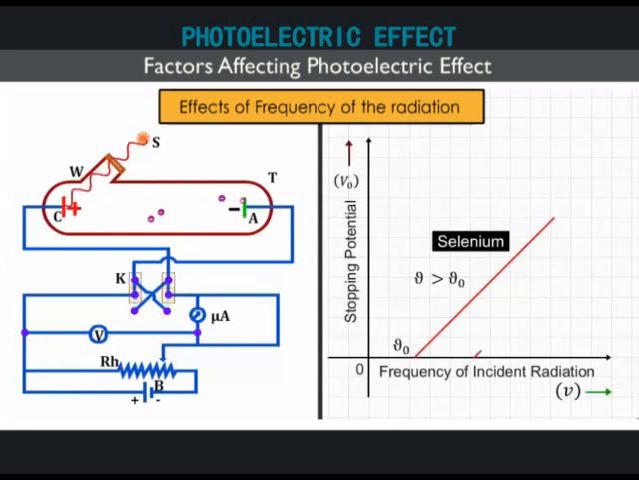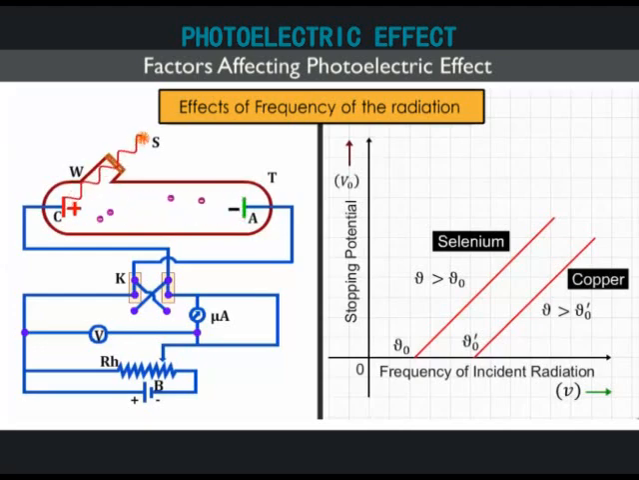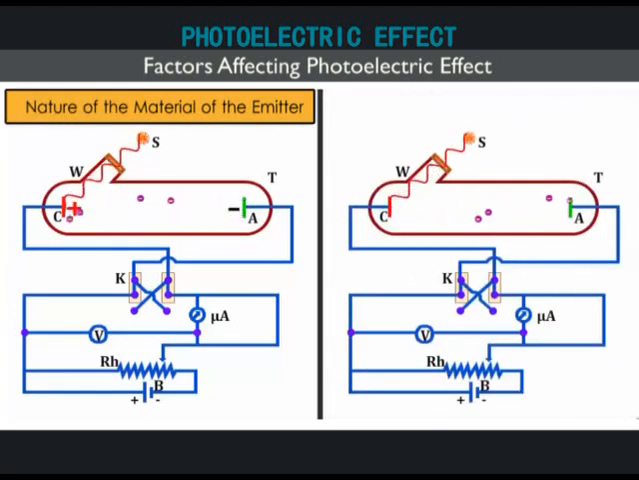This was observed to be true with different materials as emitters. For the same intensity and frequency of light capable of causing photoelectric effect on different emitters, the photoelectric current remains the same, which proves that photoelectric current is independent of the material of the emitter.